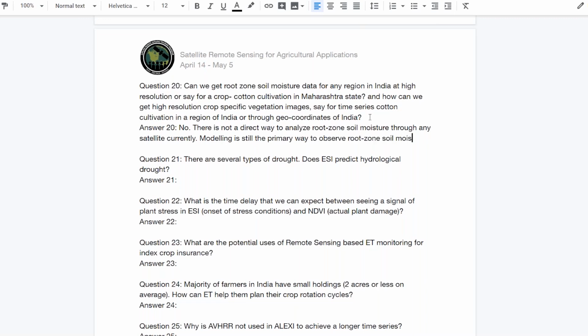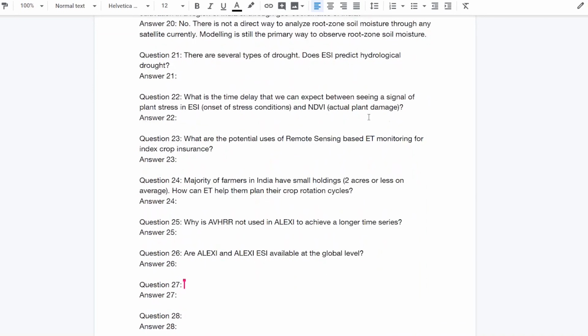Great. Question 21. There are several types of drought. Does ESI predict hydrological drought? Generally, no. ESI is really a meteorological or agricultural drought tool. Obviously, hydrological drought happens on much larger time scales, sometimes driven by groundwater dynamics, or snow melt in areas where water use relies a lot on snow melt. So it's definitely not a tool that should be used for predicting hydrological droughts.